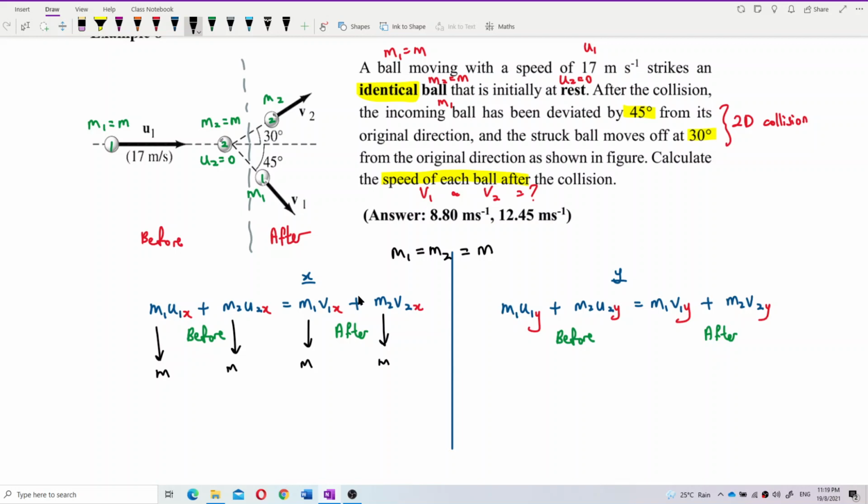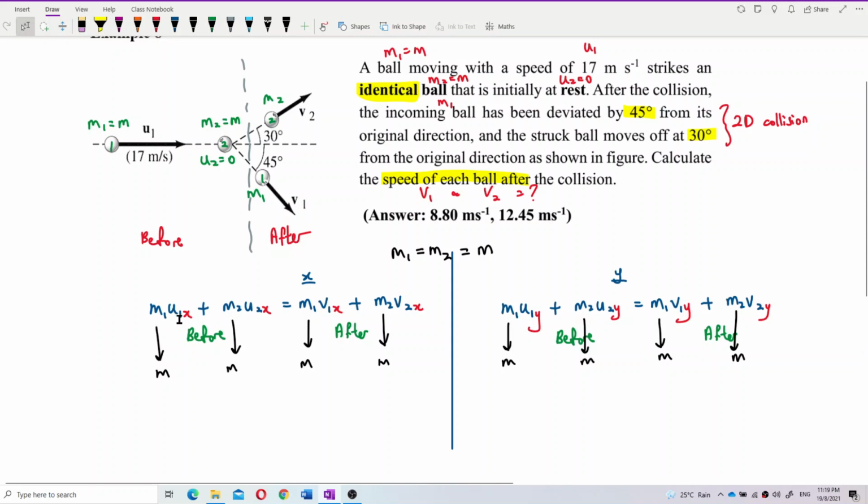Okay, m, isn't it? Same thing goes to this part. Yeah, all these have the same mass. So you just substitute the same m for all the mass. Okay, so we can cut off. Actually, we can divide by m.